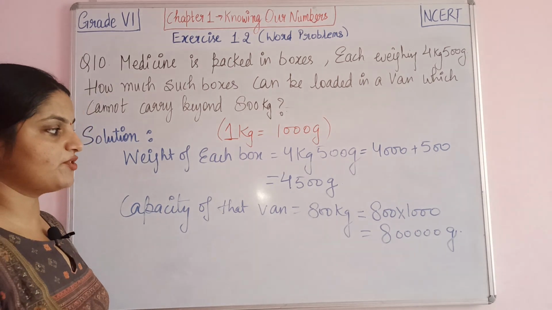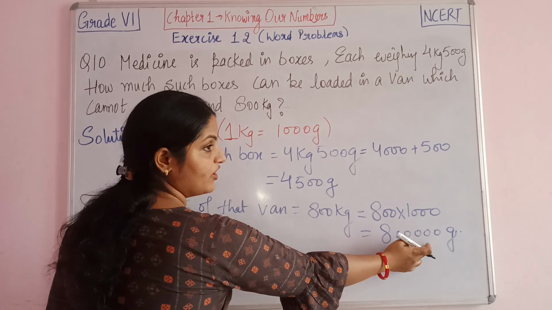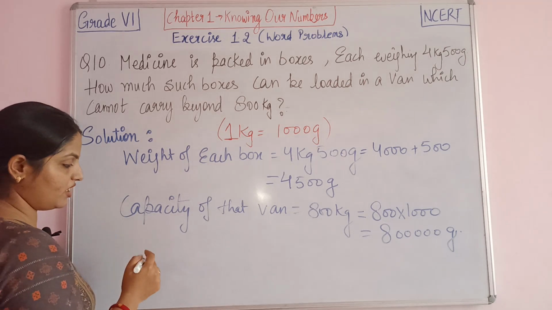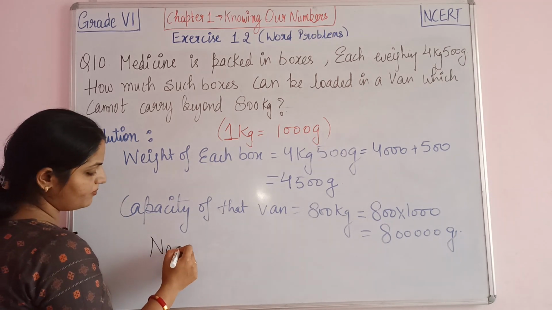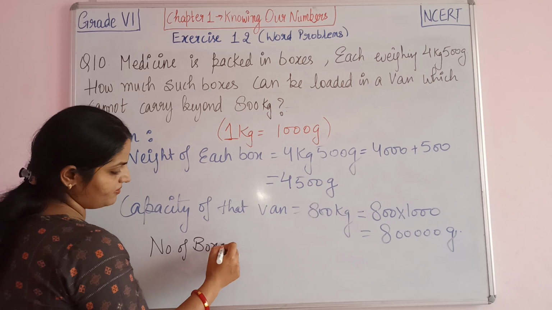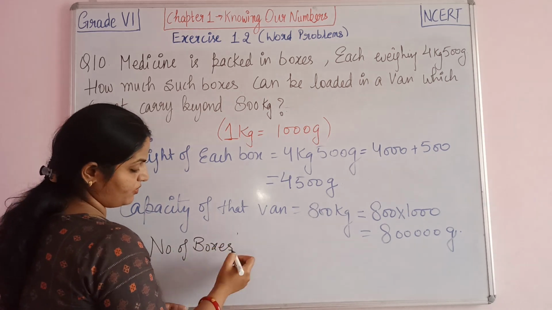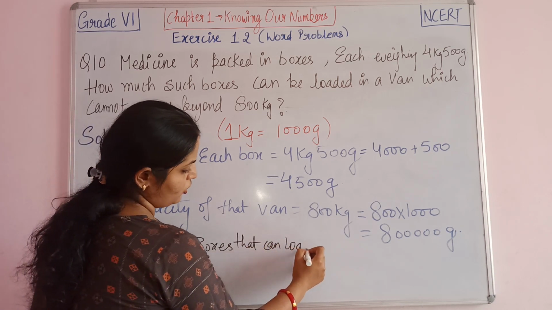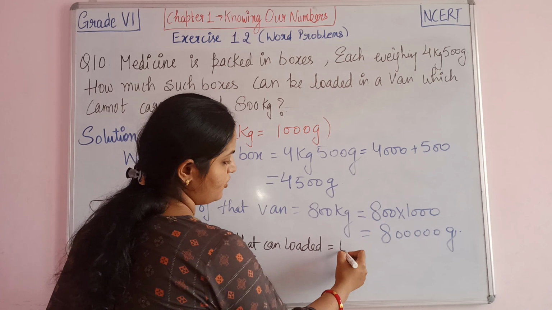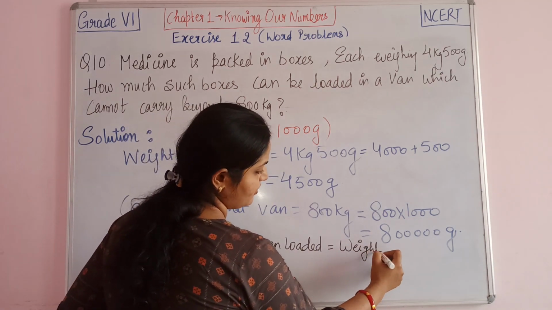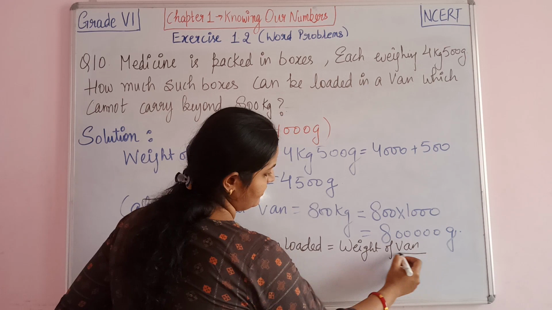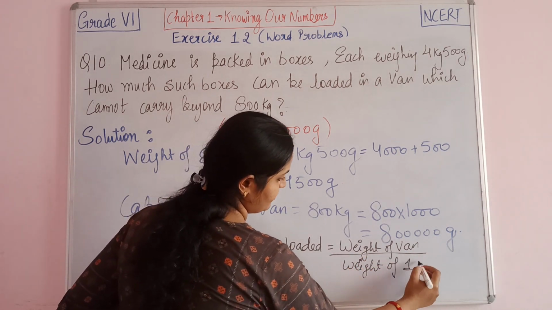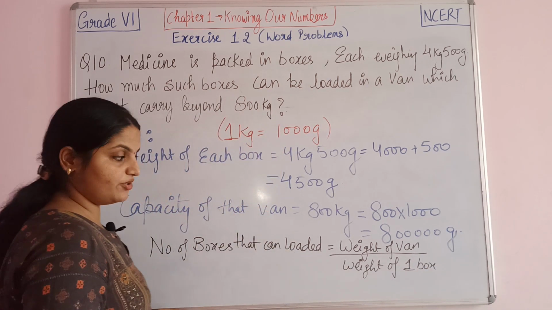Okay, for that what we have to do? We need to do division of the greater by the smaller number. Okay, so how many number of boxes can be loaded? Number of boxes that can be loaded is equal to weight of van divided by weight of one box. I hope it's clear to you.